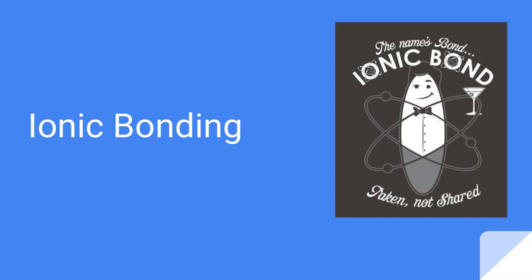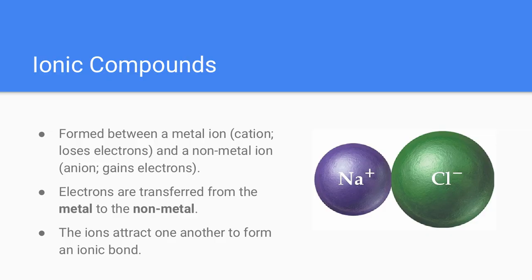In this video, we're going to take a look at bonding, and specifically, we're going to take a look at the kind of bonds that form in a compound called an ionic compound. So let's start by defining what an ionic compound is. An ionic compound is a compound that's formed between a metal ion and a non-metal ion. And we have some terminology here.